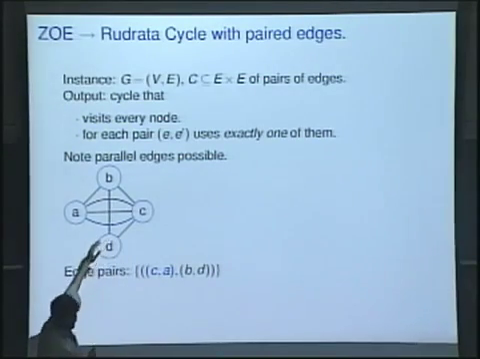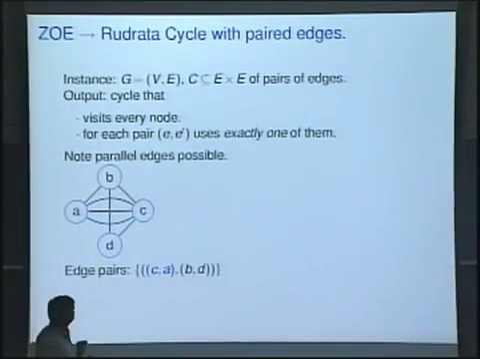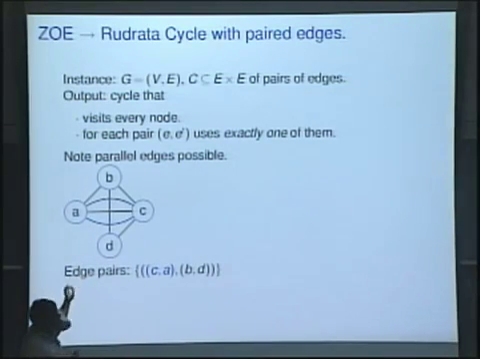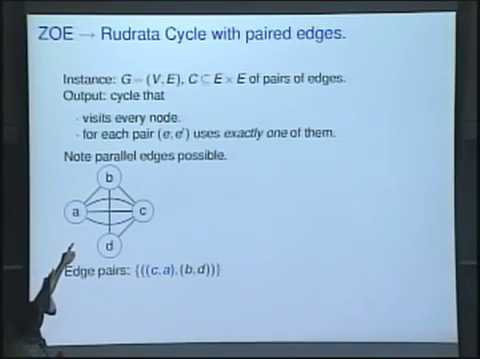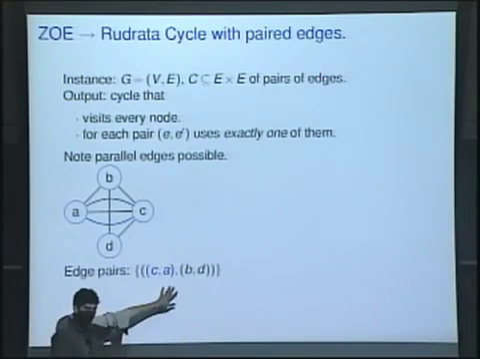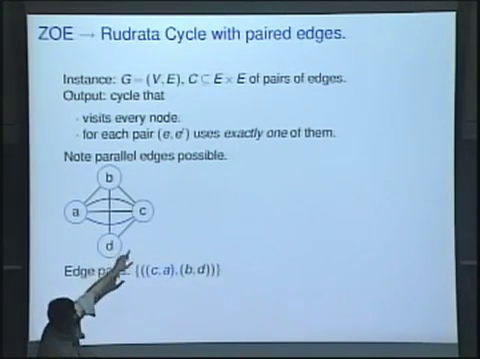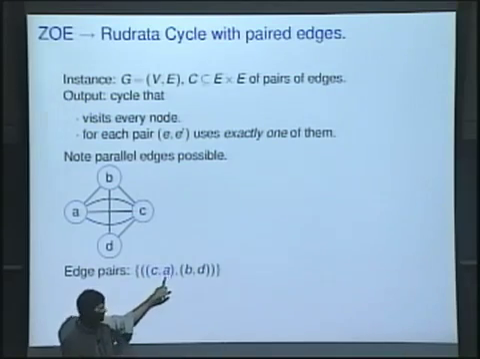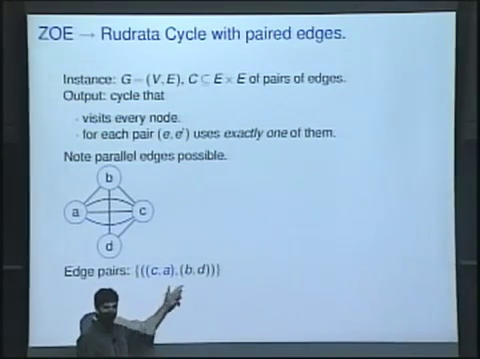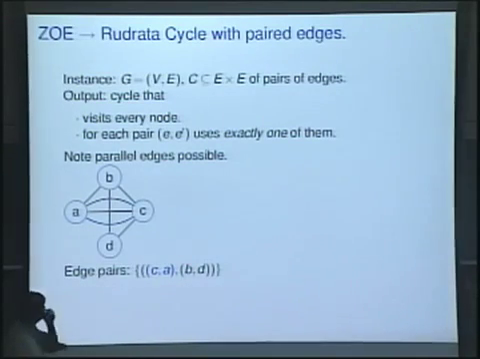Okay, so let's go back and read the definition. The output cycle is a little hard to parse, so that's why I want to do this. Otherwise, the rest of it makes no sense. So output a cycle that visits every node, and for each pair in C, you use exactly one of these. So you have to use either this or this, and you have to use one of them. Okay? So is there a solution that does that?